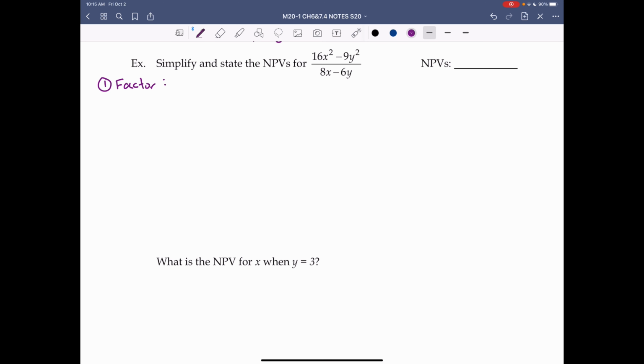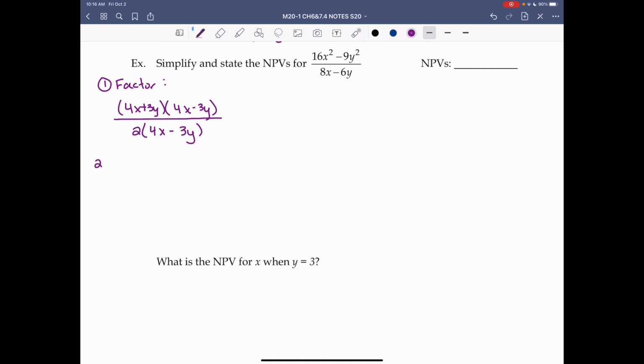I don't have any common factor there, but if you look at the numbers, 16 and 9 are perfect squares. x squared and y squared are perfect squares, and then we have a minus, so it's a difference of squares, which would factor to: square root of the first term is 4x, square root of the last term is 3y, one with a plus, one with a minus. The denominator, 8x minus 6y, I can factor out a common factor of 2. I get 2 times (4x minus 3y).